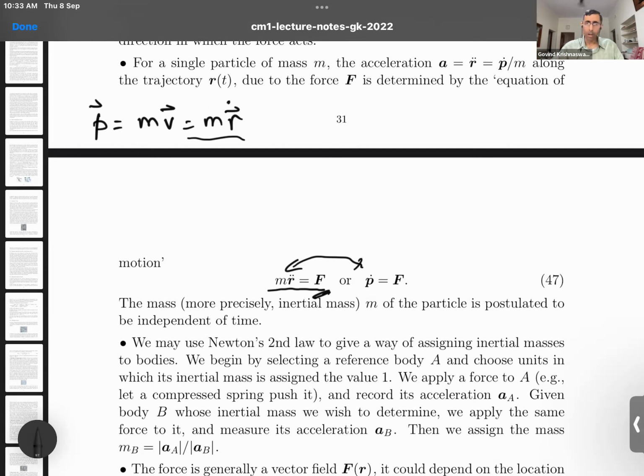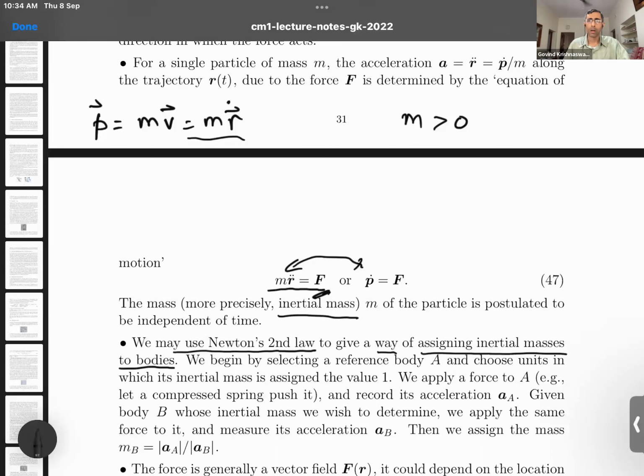Now, I want to say a couple of things about this parameter m that appears here. It is a positive number. It is supposed that for each object, there is a mass associated. It is independent of time, and it is called the inertial mass. I will say why the name. Yeah, so we may now use Newton's second law to give a way of assigning inertial masses to bodies.